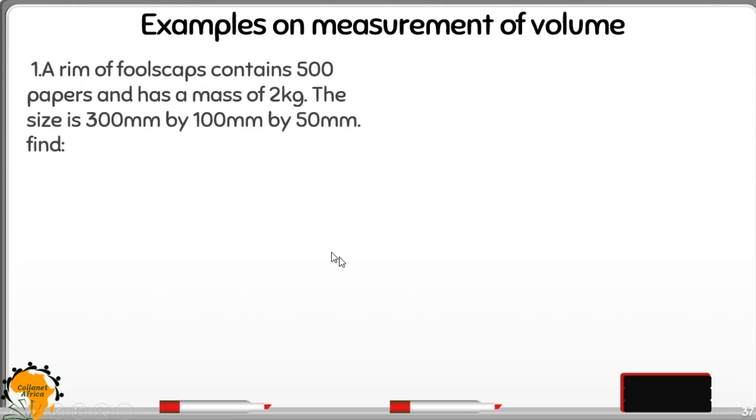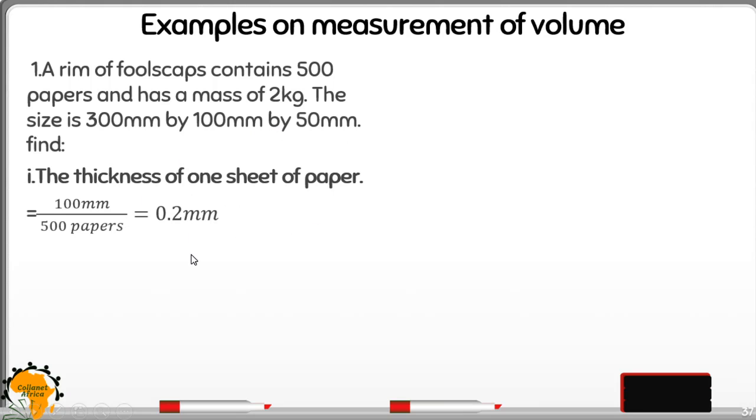Then we move to examples. We have the first one. A ream of foolscaps contains 500 papers and has a mass of 2 kilograms. The size is 300 millimeter by 100 millimeter by 50 millimeter. Find, number one, the thickness of one sheet of paper.